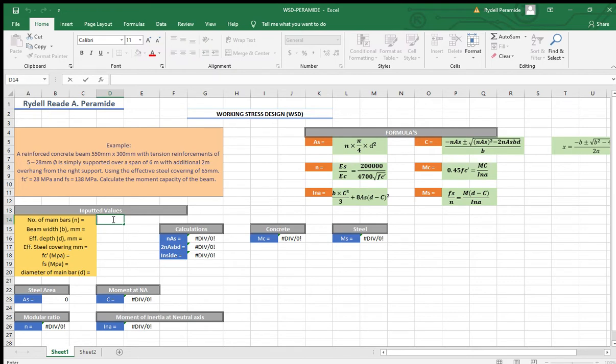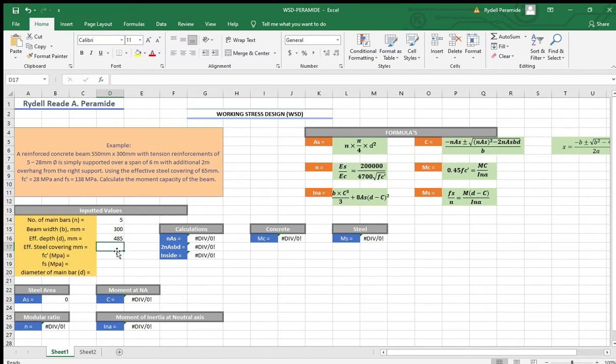So, the number of main bars n. So we will put 5. The beam width. So the beam is 550 millimeter by 300 millimeter, so the width is 300. The effective depth: 550 millimeter minus the 65 millimeter here, so we will get 485.